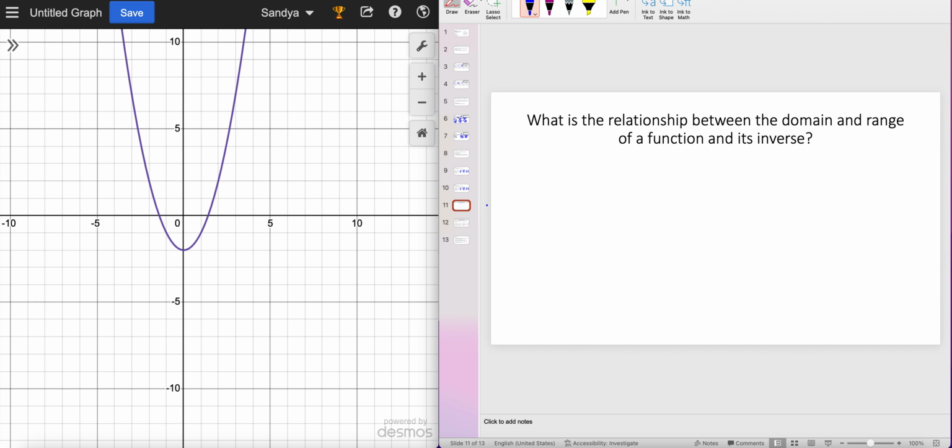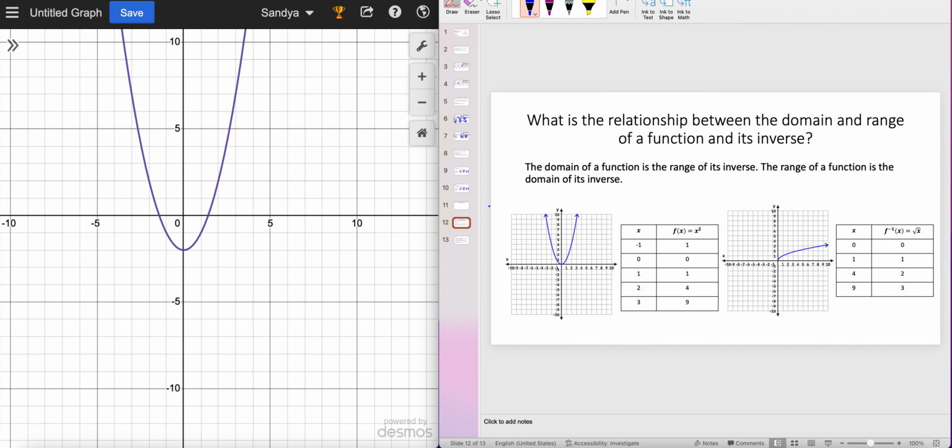So what is the relationship between the domain and range of a function and its inverse? Notice that the domain of a function is the range of its inverse. The range of a function is the domain of its inverse. You can see here we have two inverse functions, f of x equals x squared, and f inverse of x is the square root of x. Notice that the x values become the y values of the inverse function, and the f of x values become the x values of the inverse function.